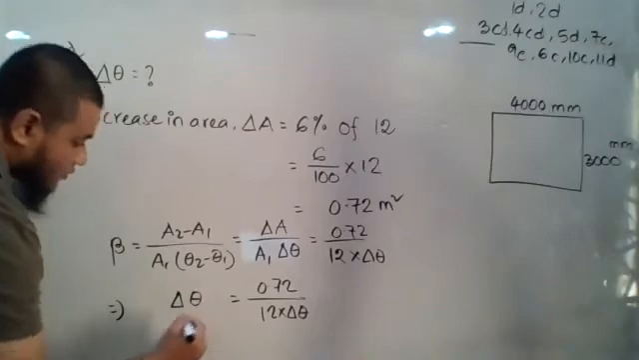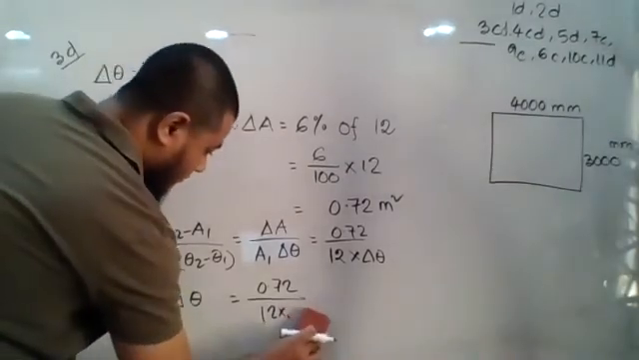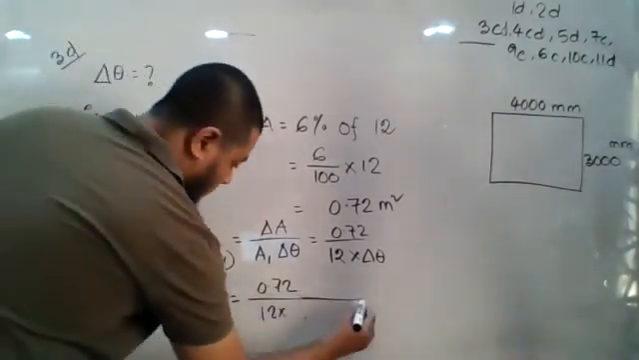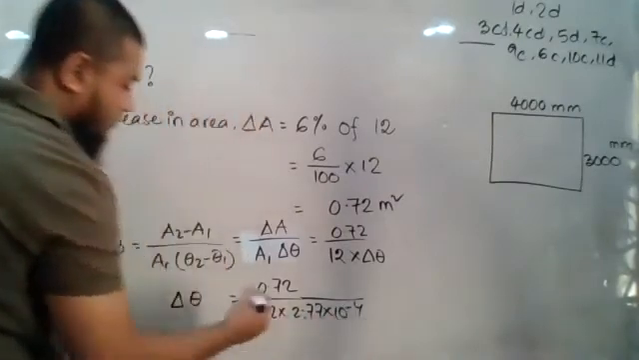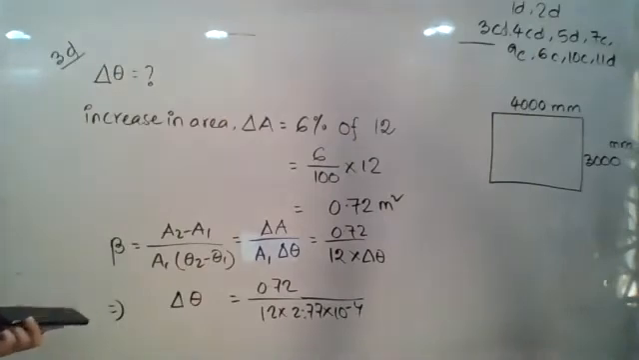So delta theta will be equal to 2.77 into 10 to the power minus 4. So do the calculation and that will give you the change of temperature, the desired value.